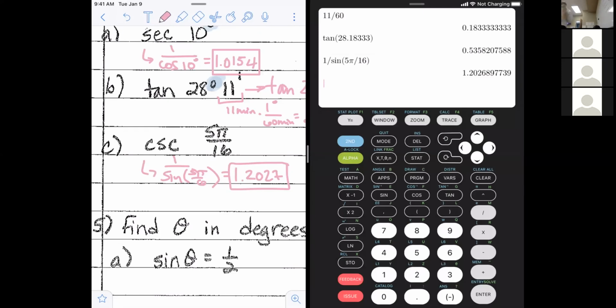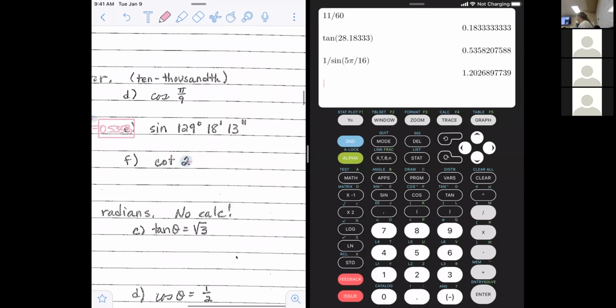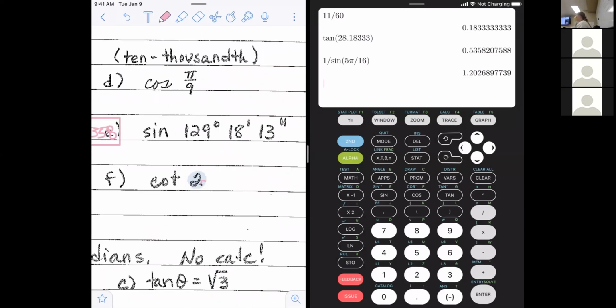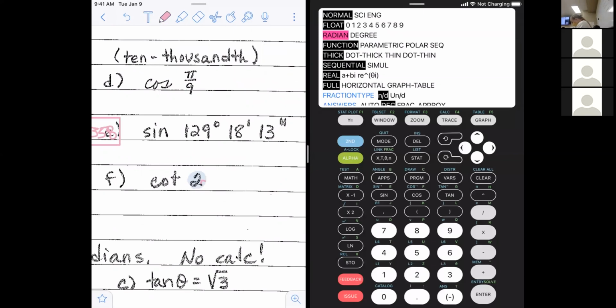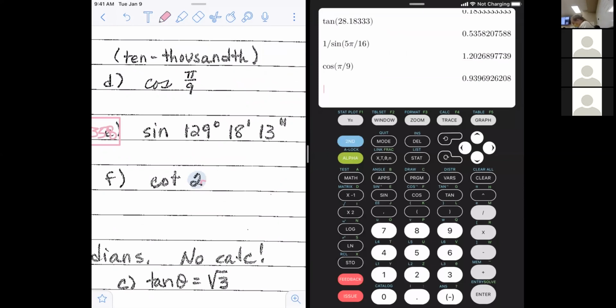Yeah. All right, let's go to the other side. Let's do 3 more. Okay. All right. Letter D says cosine of pi over 9. Oh, that's an easy one. I just have to press cosine. If you want to put that into degrees, you're welcome to, but I am already in my mode of radians, so I'm just going to type that in. Cosine pi divided by 9. And I get 0.9397.